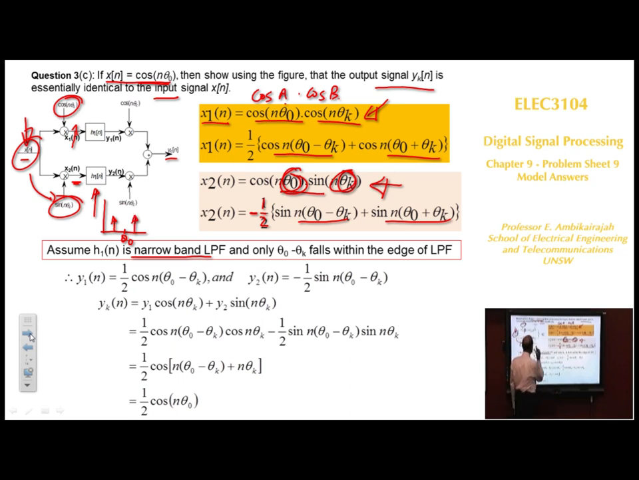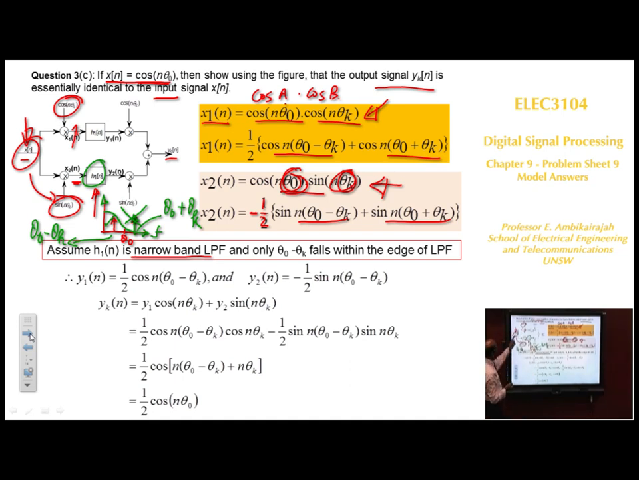That's the second one there. This is theta naught plus theta k. This is theta naught minus theta k, and that's the frequency axis. If you assume that this filter is a narrow band filter, right? This is the filter, which means the filter is such that it will only allow this part. This is gone. Only that comes through.